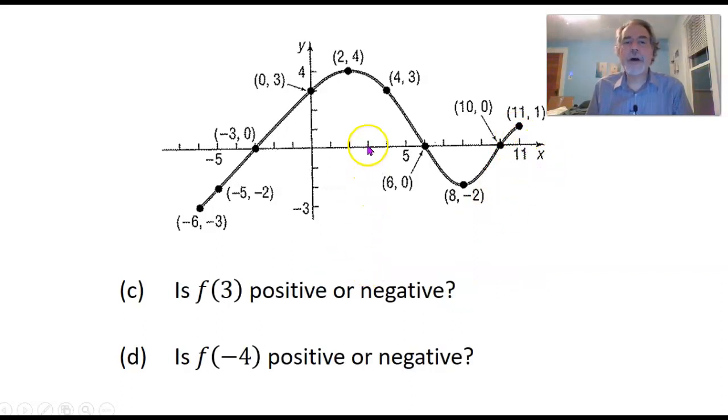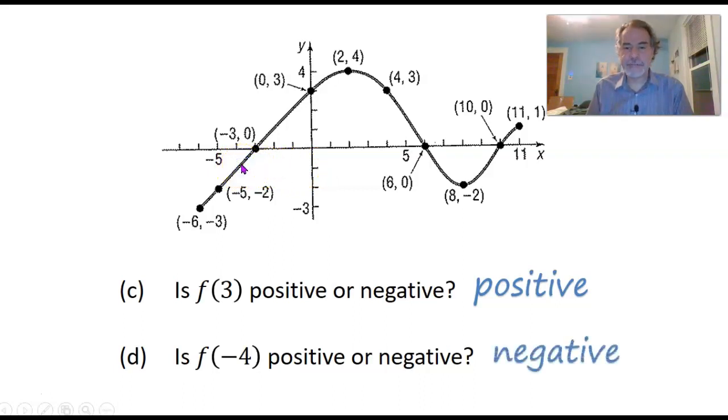What about f of 3? That would be the point on the graph where the x-coordinate is 3, and I can't tell exactly what the y-coordinate is. Looks like it's somewhere between 3 and 4, but I can at least say it's a positive number. It's way up here where the y's are positive. And what about f of negative 4? Can you see the point on the graph that would refer to? That would be right about here. And I can't tell exactly what it is. Looks like it's about negative 1, but it's definitely negative.